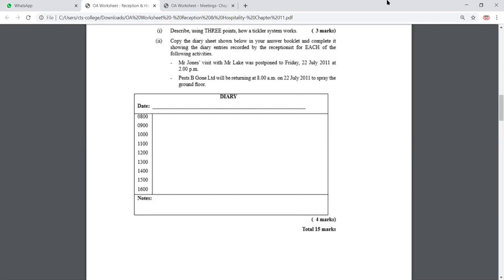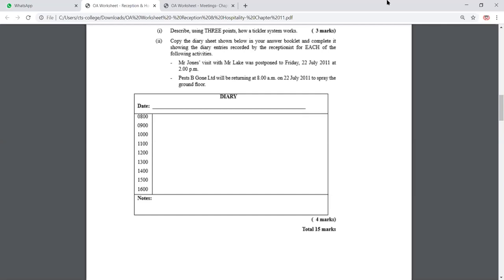2 p.m. is 2. 0200. And which one represents 2 p.m.? Oh, 2 p.m. 1400. Very good, Chavin. So 1400 represents 2 p.m. And what are we writing next to 1400? What is the note that goes there?